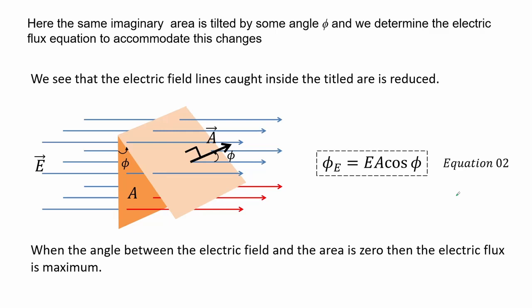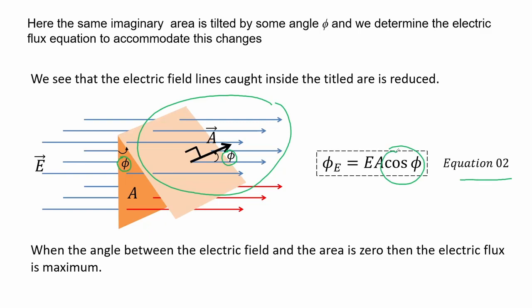Here the same imaginary area A is tilted by some angle, and we determine the electric flux equation to accommodate this change. We see that the amount of electric field lines that are caught in the tilted area is reduced. The function that accommodates these changes is given by equation 2, and we see that it is the cosine function of the tilt angle phi.